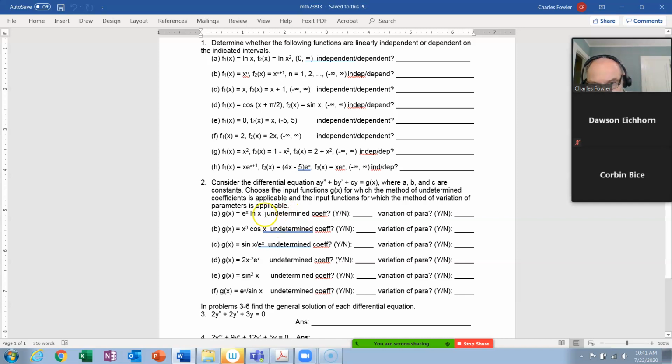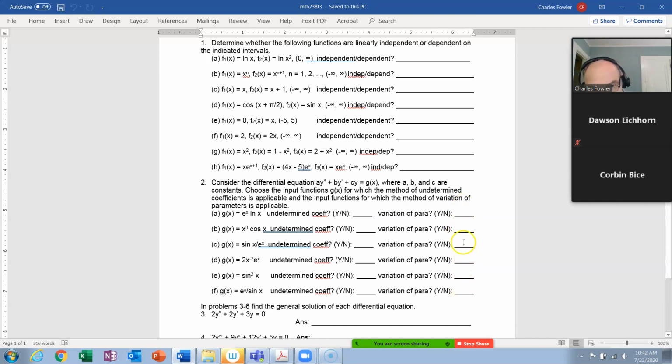Okay, now you don't have to choose the input function. I've given you the input function. You choose whether that input function is applicable for undetermined coefficients. You don't have to do the variation of parameters. We didn't get far enough along. You don't have to do this one.